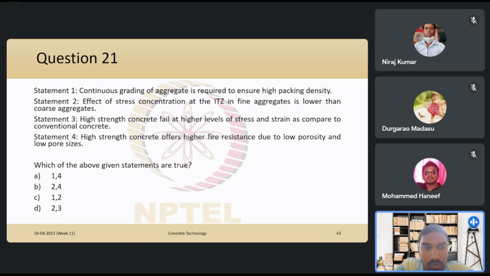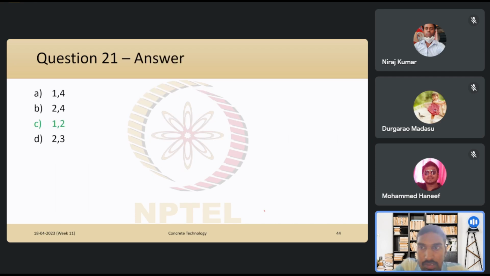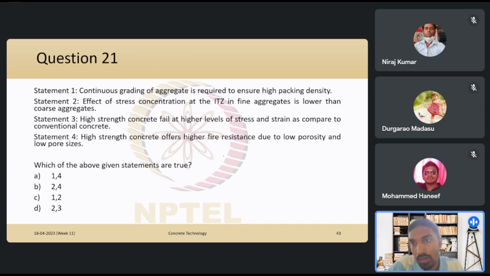Okay, let's take a look at the answer. The right option is option C. Statements 1 and 2 are correct. Only 1 and 2, not 3 and 4. So what is given in statement 1? It says that a continuous grading of aggregate is required to ensure high packing density. This is a correct statement.